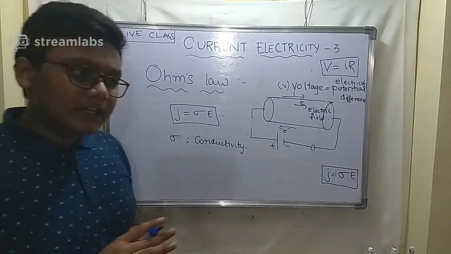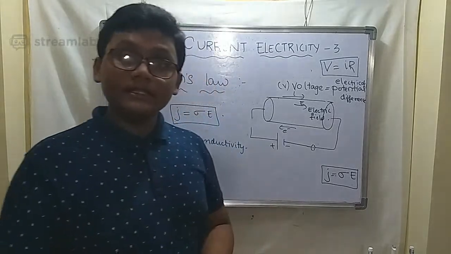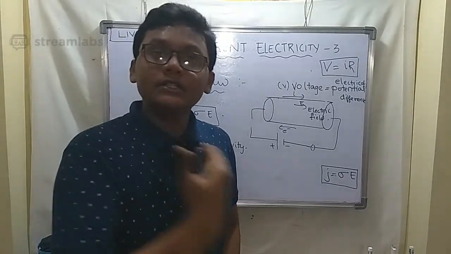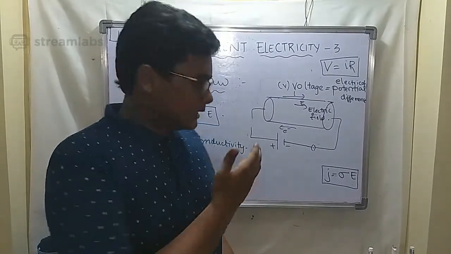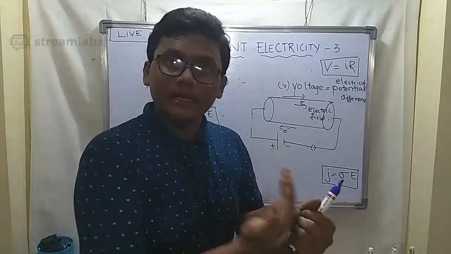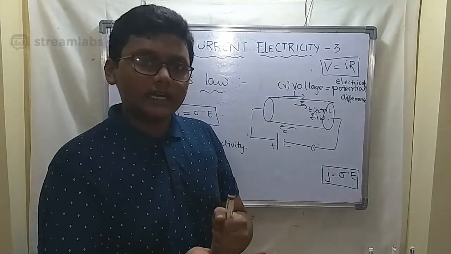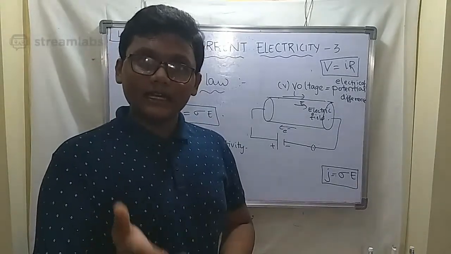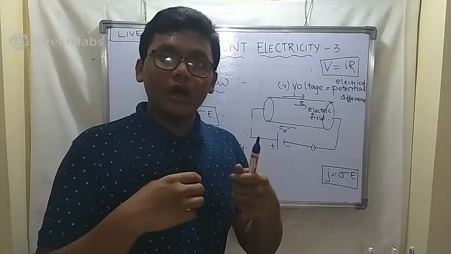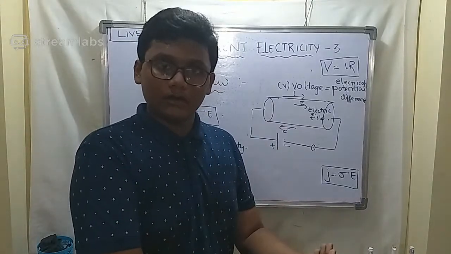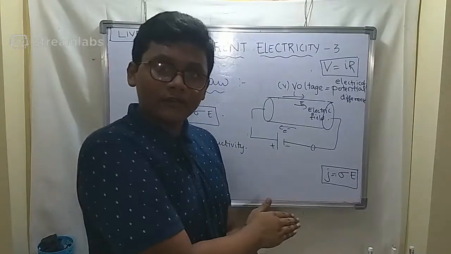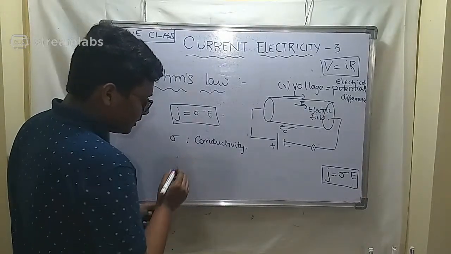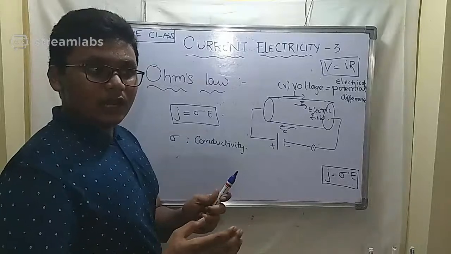Conductivity means allowing the current. Conductivity means the ability of conductance. What is conductance? It means how much the conductor is allowing. So conductivity is the ability of conductance. Some difference will be there in these two.